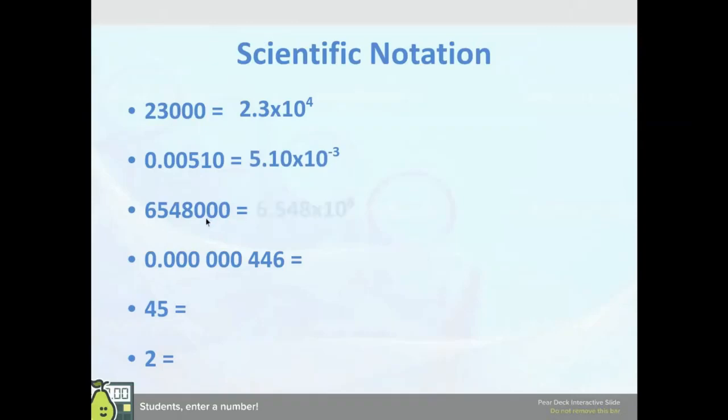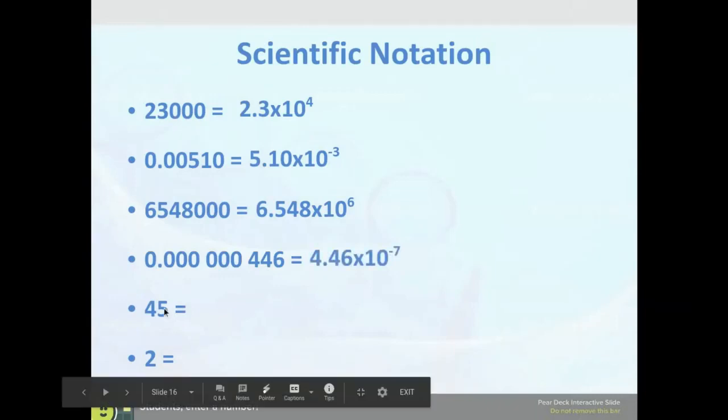1, 2, 3, 4, 5, 6. So 6.548 times 10 to the 6th. And we did not keep these zeros because they're not significant, because decimal is absent. So we start here. So these are significant figures. Looking at this one, we're moving our decimal 1, 2, 3, 4, 5, 6, 7 spots, and it's going to be negative. So 4.46 times 10 to the negative 7th.